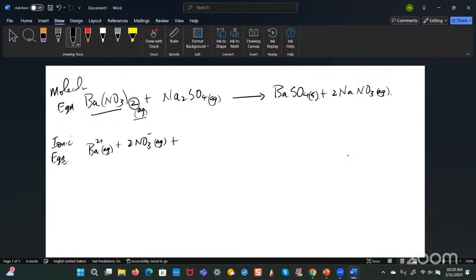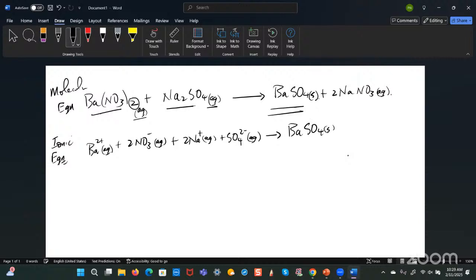Then we have Na2SO4, right? It's ionic and aqueous. So when that dissociates, you're going to end up with 2Na plus aqueous and SO4 2 minus aqueous. All right? Okay, so that takes care of things on the left side. What about the right side? Do we break that down? Does that dissociate? No, because it's a solid. So we just simply rewrite this as it is.